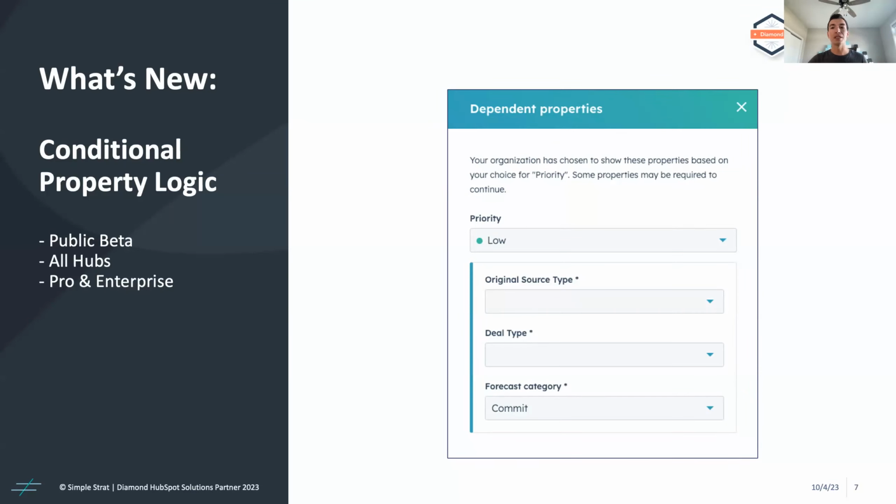Dependent properties can either be optional or required. In the example on screen, they're all required, marked by the asterisk, but they can also be optional properties that just pop up. You find this in your property settings. It's kind of confusing because you would think it might be in the settings for the individual property where you create or edit a property. Instead, there's a new tab after you enroll in the beta called Conditional Property Logic, where all of this is controlled. I'll show you in a couple of slides what that tab looks like.